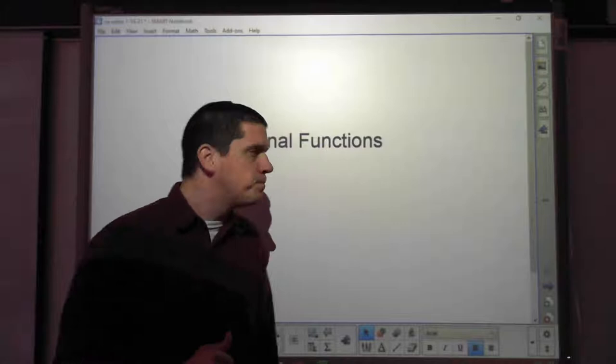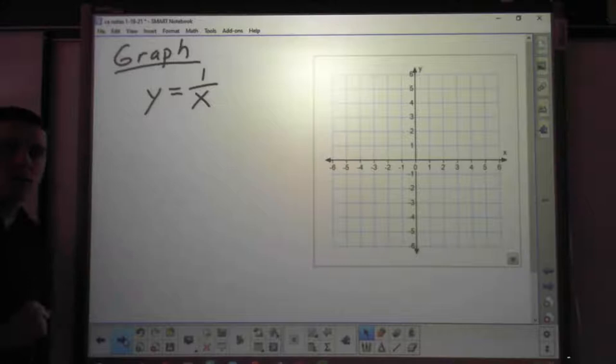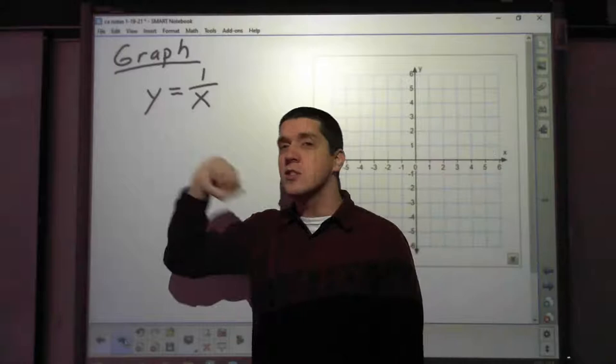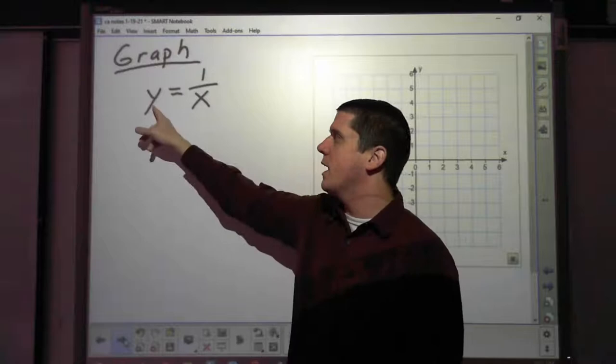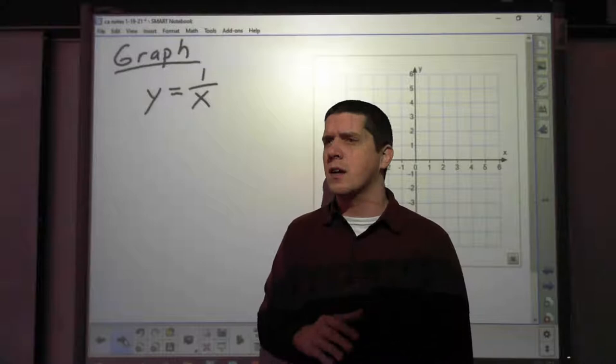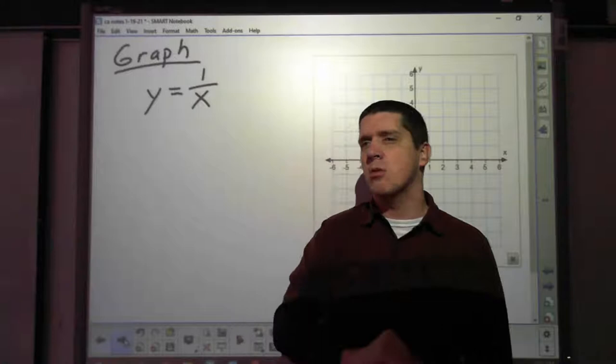So with that in mind, rational functions. When we talk about rational functions, we're talking about something that looks like this right here. y equals 1 over x. Just as a reminder, I could have easily written f(x) equals 1 over x. y and f(x) are almost 100% the same. f(x) is a little bit better, but I understand we're used to y. When I have 1 over x, this is what makes it rational. Whenever I have x in the denominator, that's what makes it a rational function.